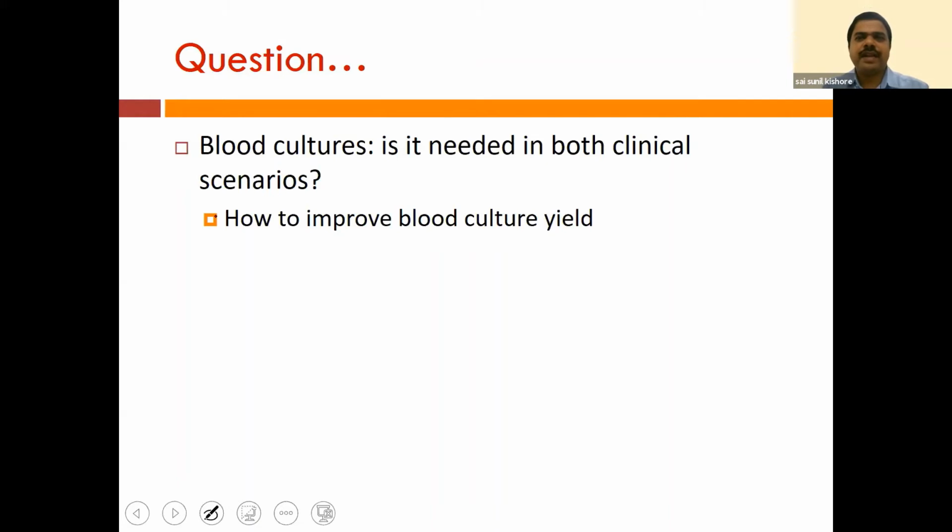Now coming to another aspect. Till now we discussed risk stratification, and the second aspect is septic screen as well as other diagnostic markers. Now about blood cultures. We discussed two case scenarios till now, isn't it? So is blood culture needed in both the scenarios?